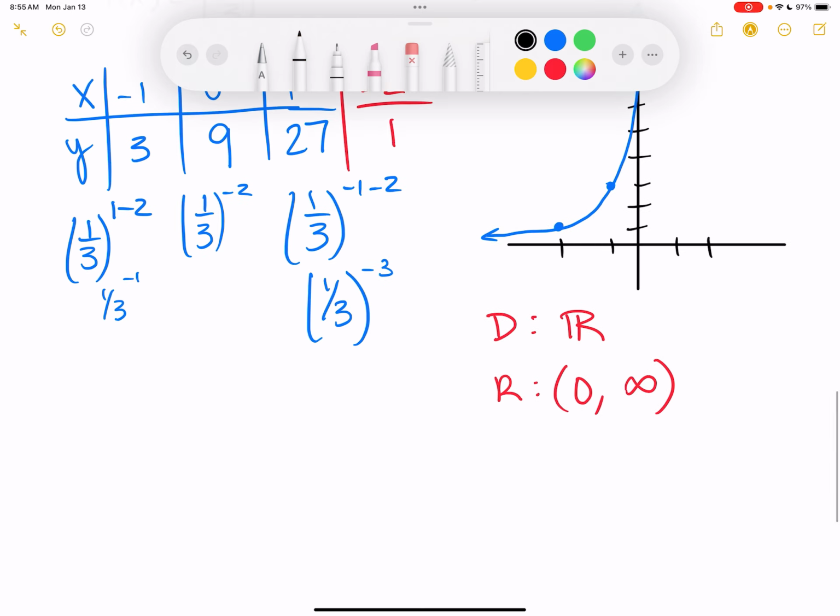All right, 72. These ones say to solve the equation, so these are a little different. We're not graphing now. So they give us 125 raised to the x is equal to 5.